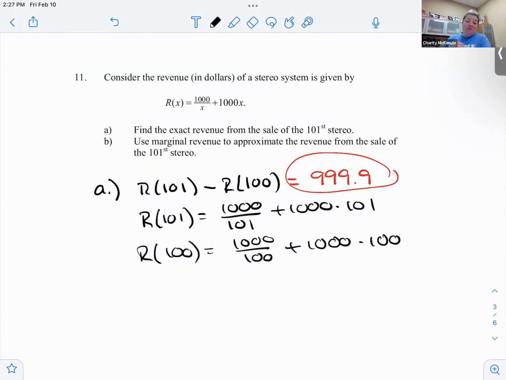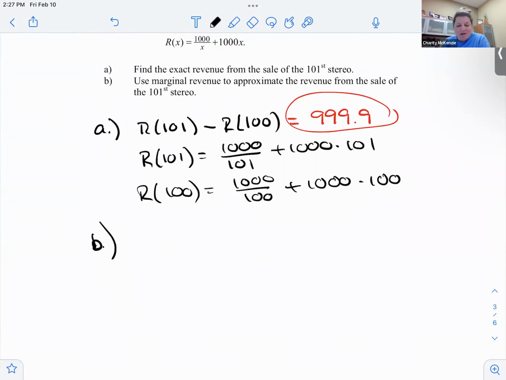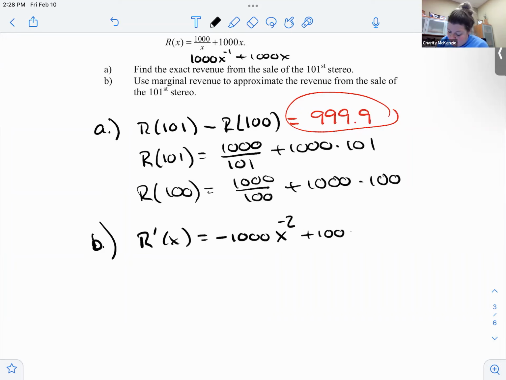Okay, now we're going to use marginal analysis to estimate the next one. So B, way quicker usually, is to use marginal revenue to approximate this. So for marginal revenue, I'm going to do the derivative. This 1,000/x can be written as 1,000x to the -1 plus 1,000x, so it's a little easier to do our derivative. So -1 times 1,000 is -1,000x, and I minus another one off, I get -2, plus 1,000 because the x term goes away. So we're here.